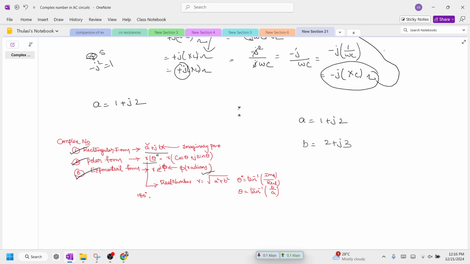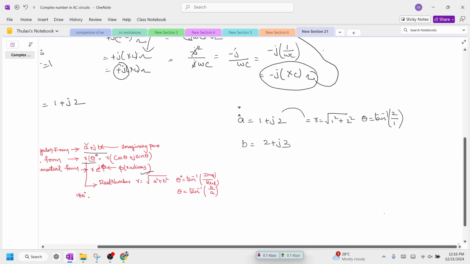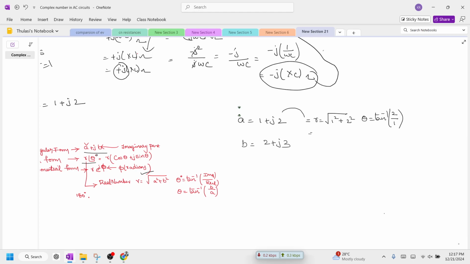Okay, so this can also be written in the form of r comma theta, where r is equal to root of 1 square plus 2 square, and theta is equal to tan inverse of the imaginary part, 2 divided by 1. So 2 divided by 1. So r is root of 1 square plus 2 square, which is nothing but 4 plus 1, 5.